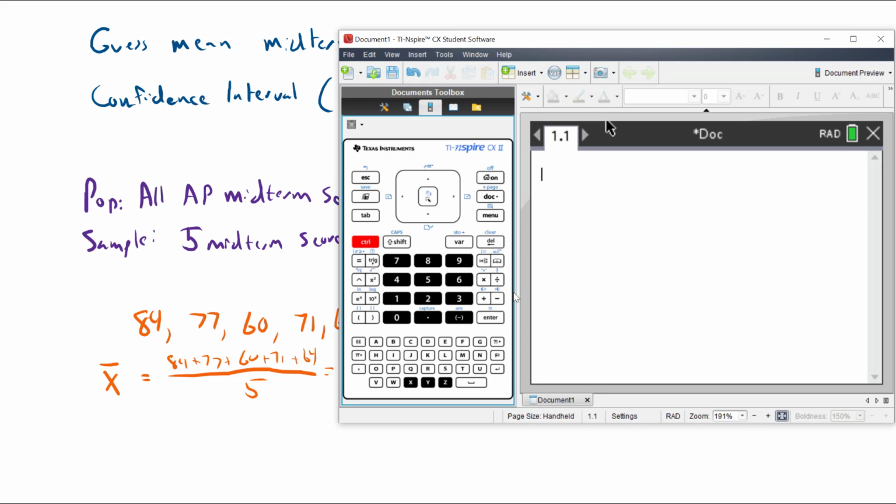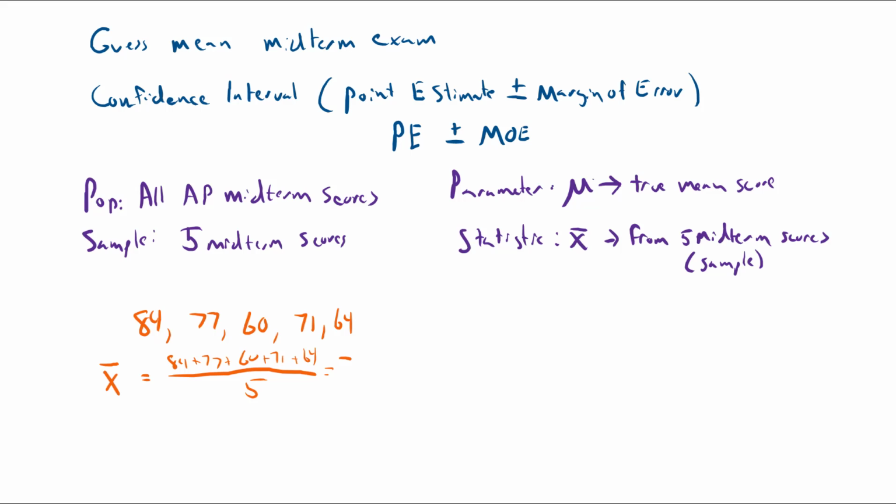So let's go: 84, 77, 60, 71, plus 64, and we're going to divide that by 5. And we get 71.2. In which case, we'll just go ahead and call this 71. So we'll say we got good whole numbers for our values here.